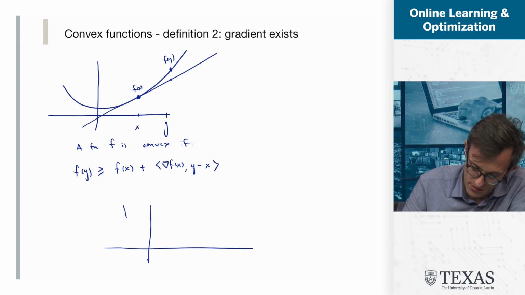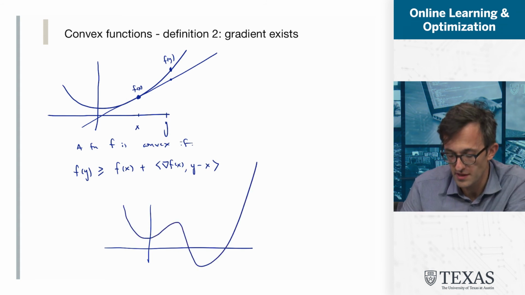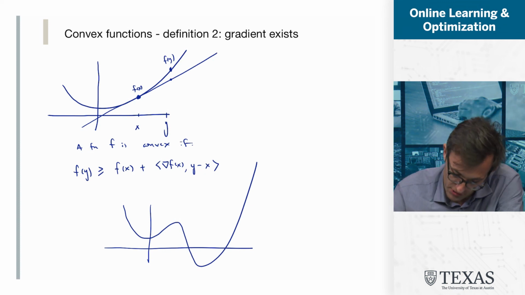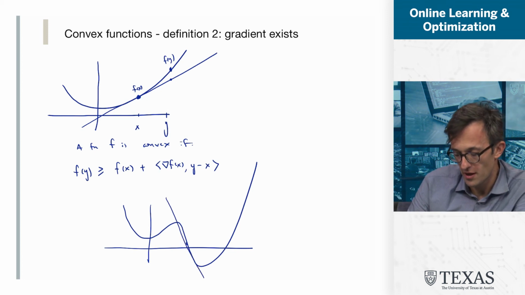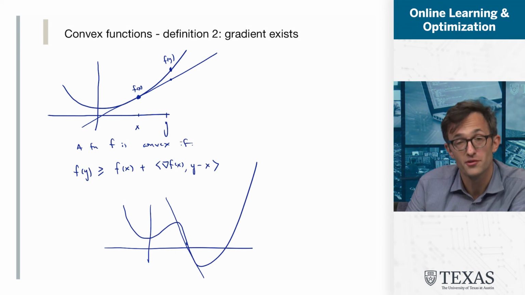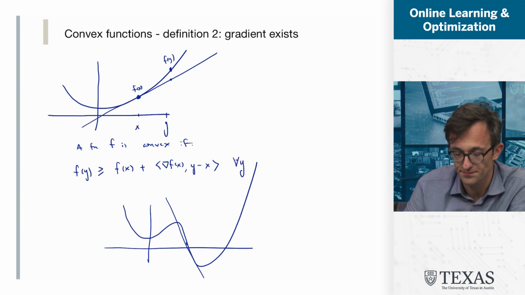And again, you can see that if I don't have convexity, this is not convex by our previous definition, but you'll also note that if I pick a point and look at the linear approximation at this point, it's not below the function. It's above certain parts of it. I should specify this has to be true for all y and at every point x.